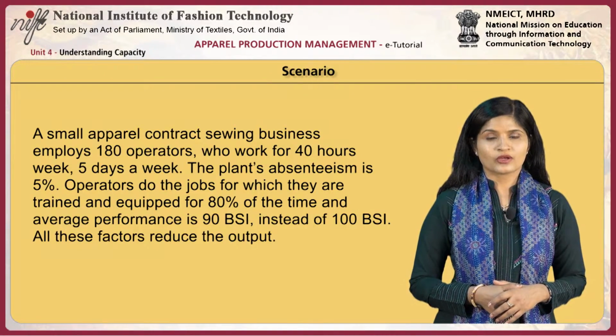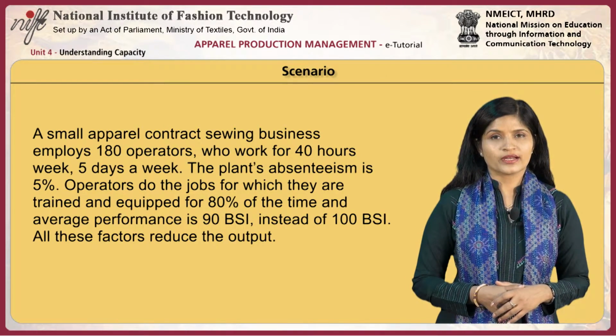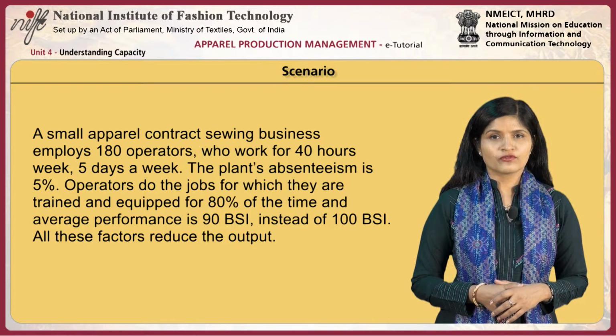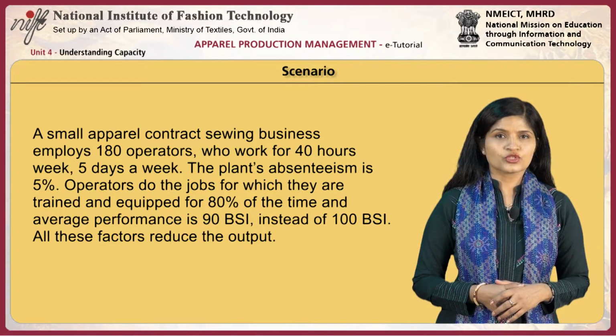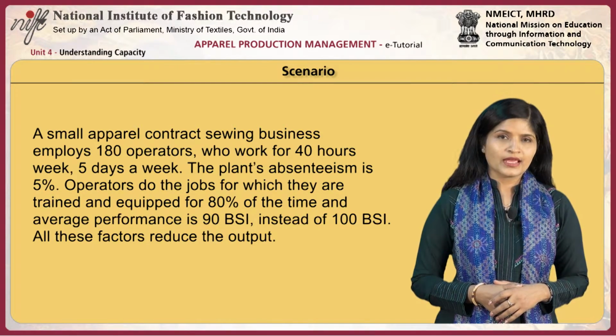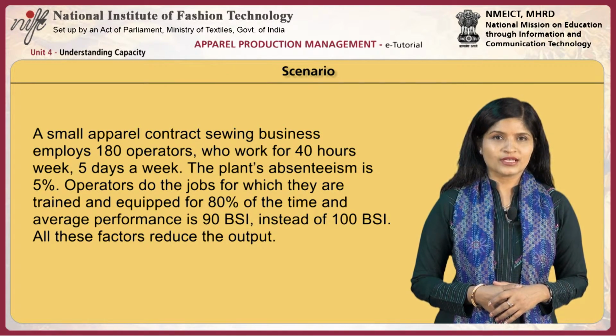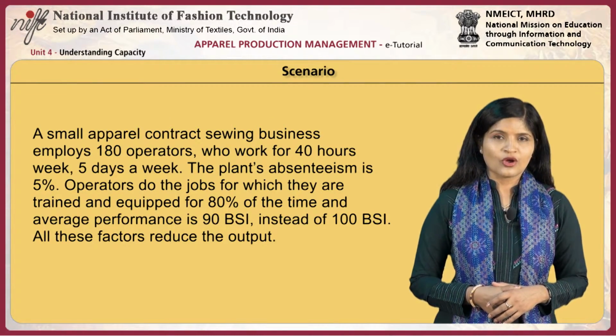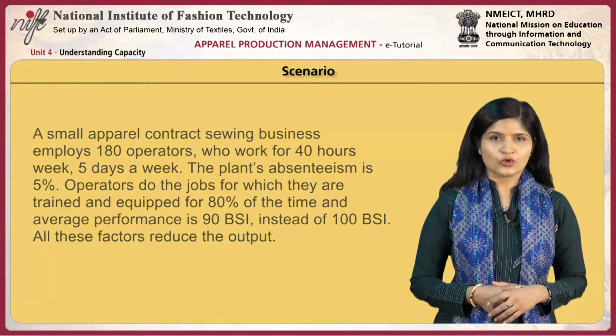A small apparel contract sewing business employs 180 operators who work for 40 hours a week, 5 days a week. The plant's absenteeism is 5%. Operators do the job for which they are trained and equipped for 80% of the time. Average performance is 90 BSI instead of 100 BSI. All these factors reduce the output.